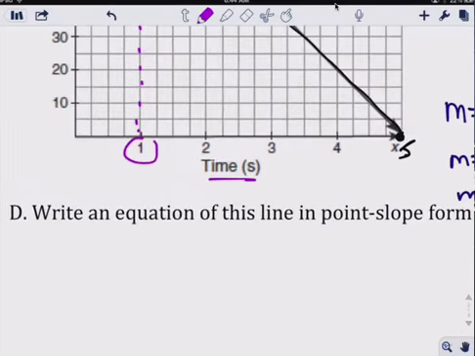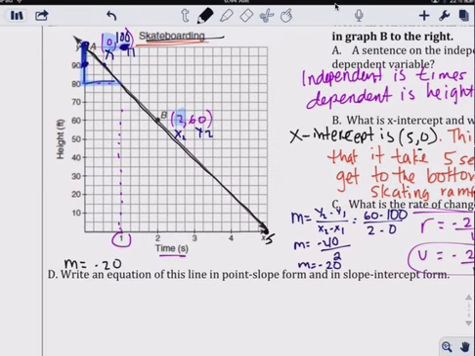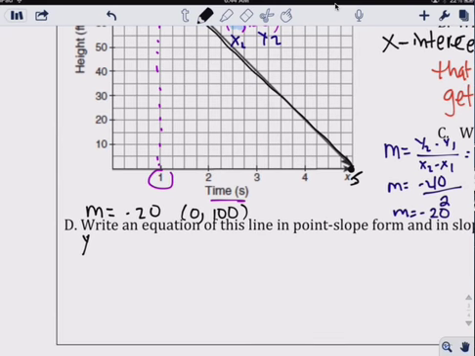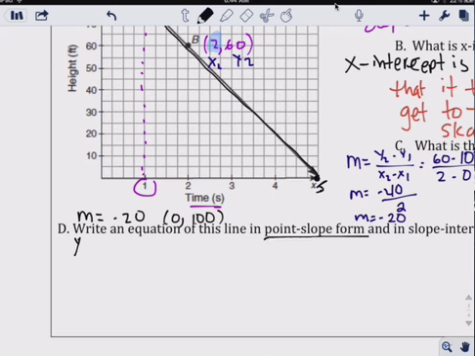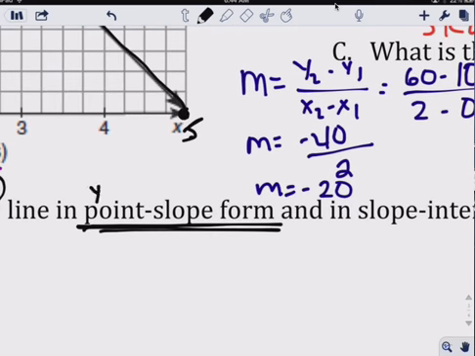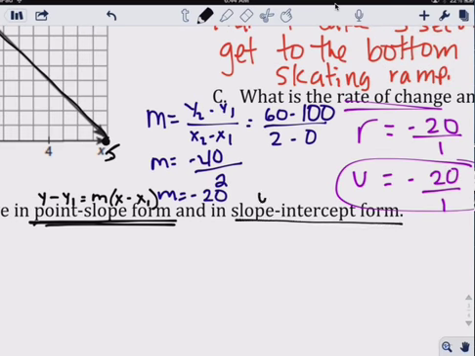Equation of a line, okay? We know our slope is -20. Equation of a line, I'm going to use 0 and 100. It's just way easier. I'm going to use point slope. Point slope form is y minus y1 equals m parentheses x minus x1. Slope formula, I need you to annotate. Y equals mx plus b.